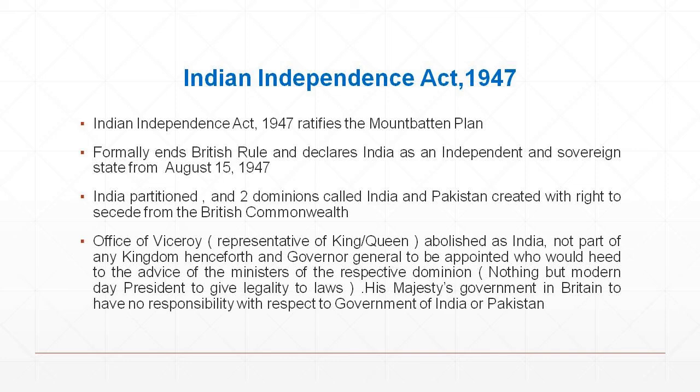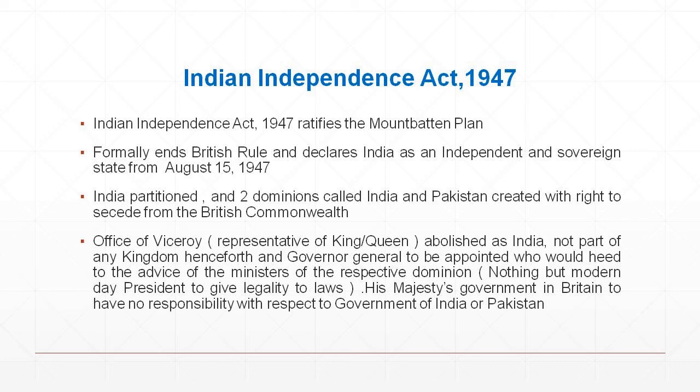The features of this act were as follows. It ended the British rule in India and declared India as an independent and sovereign state from August 15, 1947. It provided for the partition of India. This is very important. Please remember this, guys, that India was partitioned, and this is mentioned in the Indian Independence Act, and creation of two independent dominions of India and Pakistan with the right to secede from the British Commonwealth. So these two dominions had the right to come out of the British Commonwealth.